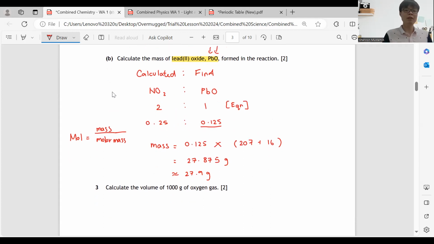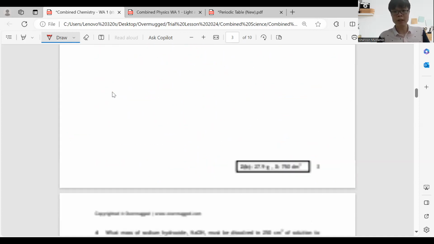Okay, for 3, I'll give you a hint. Your starting point is mass. You recognize mole fraction, right? Remember what you do? Find mole first. Don't know what to do, just find mole. Can you convert mass to mole or not? After you find mole, then you just convert to volume. Let you try. If you've got questions, you can ask me now as well.